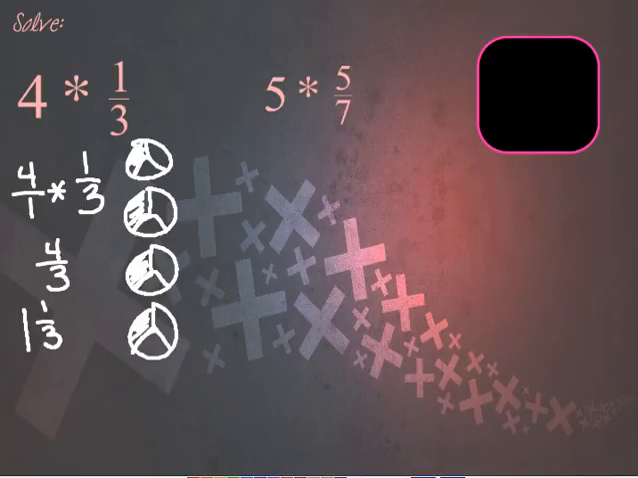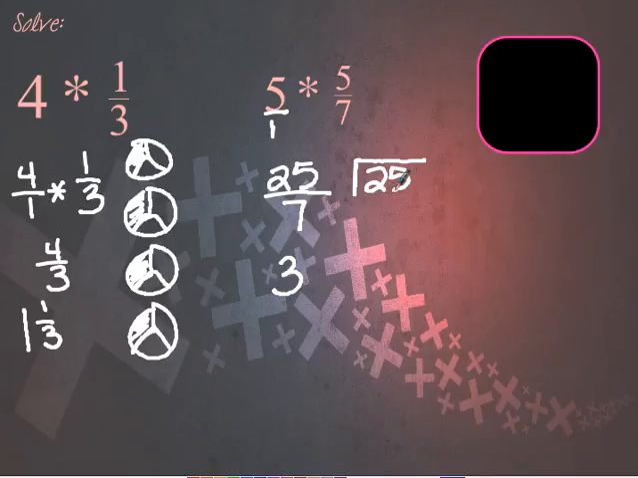5 times 5/7. Now I'm not going to draw the pictures anymore. We're just going to go through the math. We turn the 5 into 5/1. And I multiply straight across. 5 times 5 is 25. 7 times 1 is 7. I know that 7 goes into 25 3 times. 7 times 3 is 21. So basically I'm doing long division, just in case you forget. 7 goes into 25 3 times. 7 times 3 is 21. I subtract and get 4. 4 is my remainder. It's how many pieces I have left over, and I'm still putting 7 in each group.